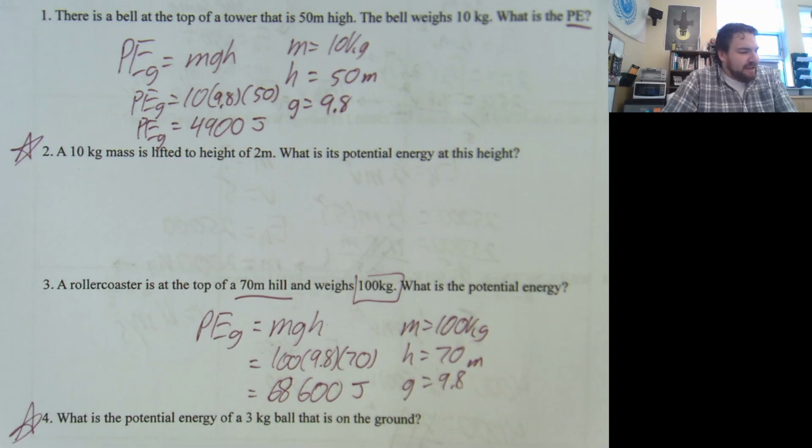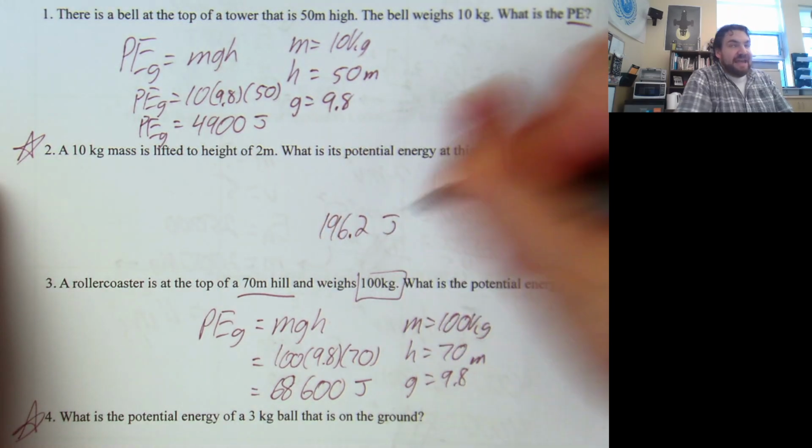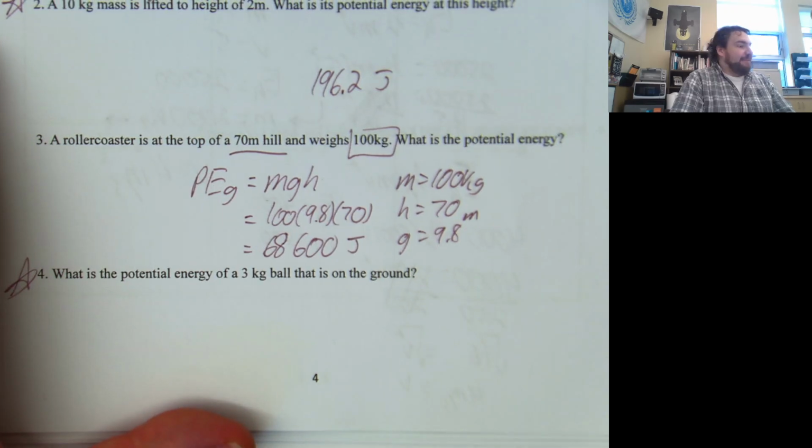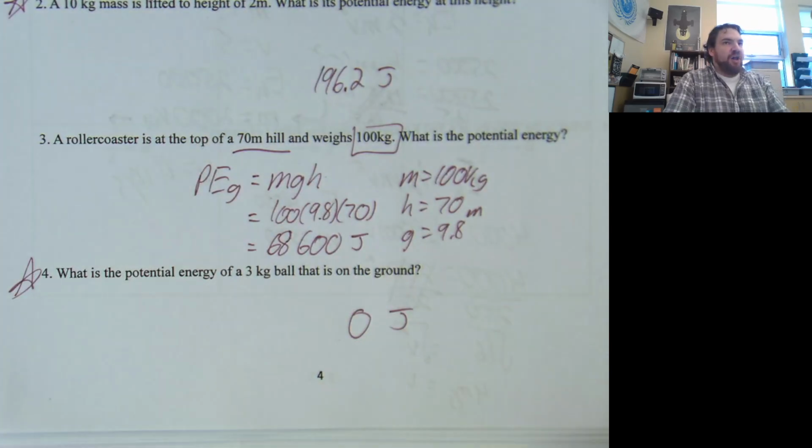How much gravitational potential energy does the 10 kilogram mass have 2 meters above the ground? Malik is correct. Question number 2, what's the answer? What'd you get? 196.2 joules. And question number 4, how much potential energy? None. If the object is on the ground, it cannot fall to the ground because it's on the ground. No potential energy for an object that's no height above the ground.